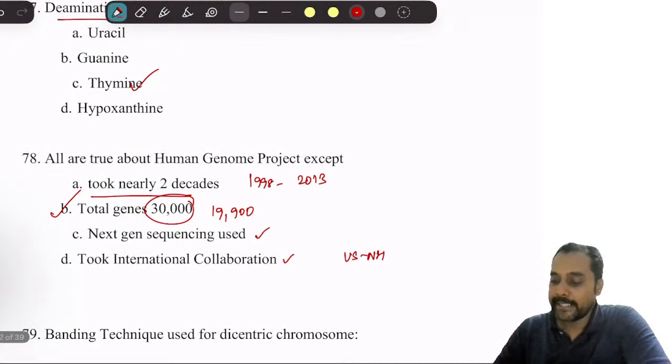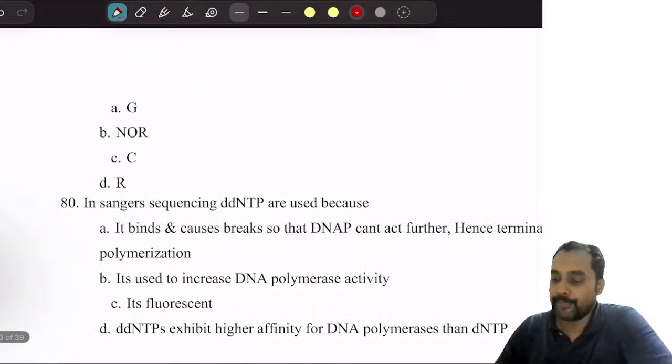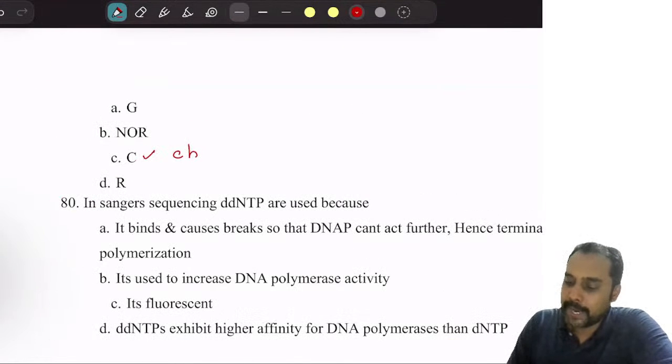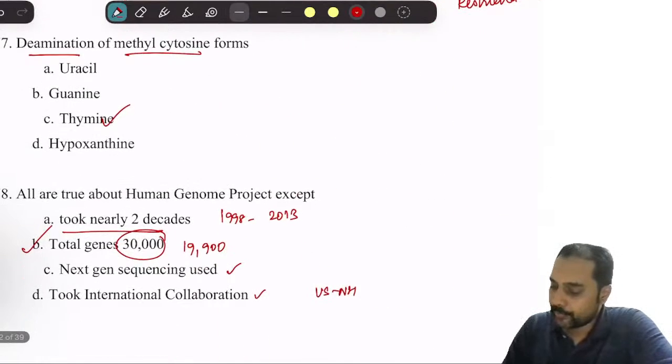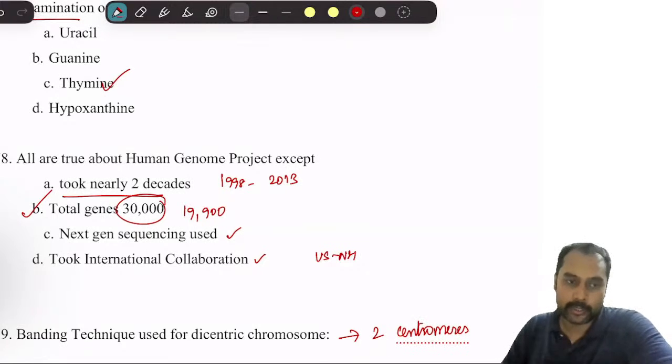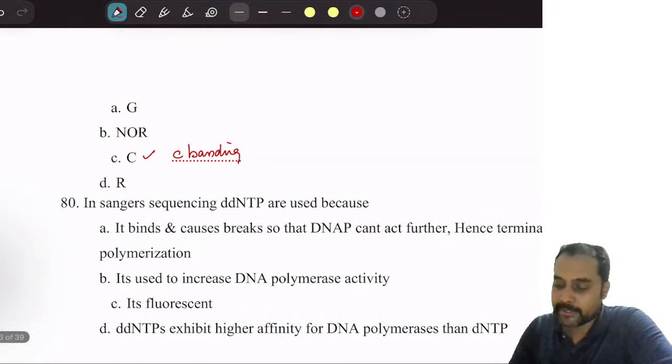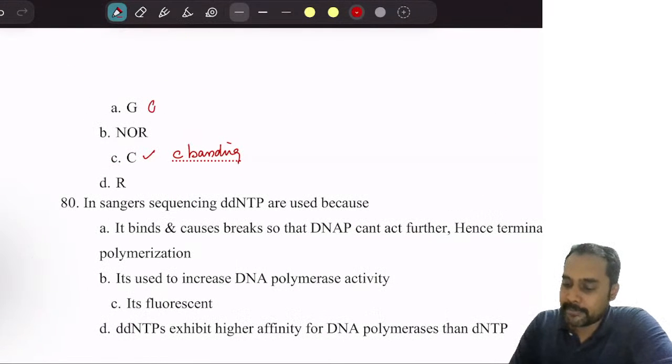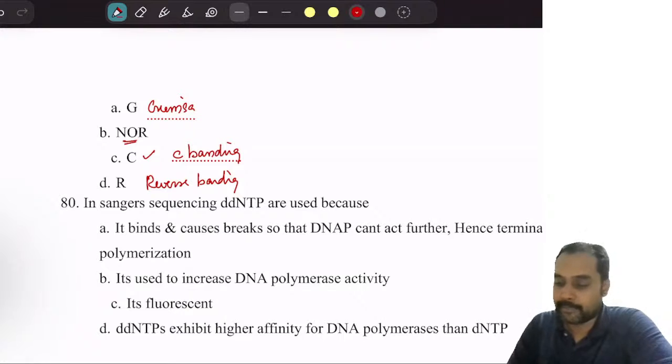And then the banding technique which is used for dicentric chromosome. Dicentric chromosome is C banding. Dicentric chromosome means the chromosome which has 2 centromeres. So it is visualized by C banding. G is Giemsa banding and R is reverse banding. This is more random. Q banding is another technique, quinacrine banding.